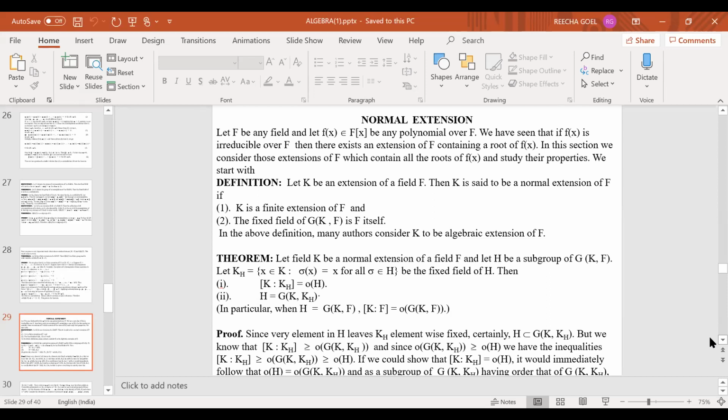So we have two things. G(K,F) is the big group. And if I consider any subgroup H, then with respect to this H, I have considered a subfield, a field K_H, which is a subfield of K. And then under the condition of normality of the extension of F, we have this result. So let us prove this result. Again, somewhere it is going to be a part of the Galois theorem.